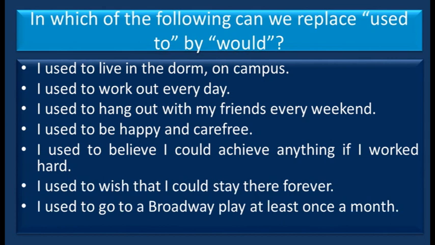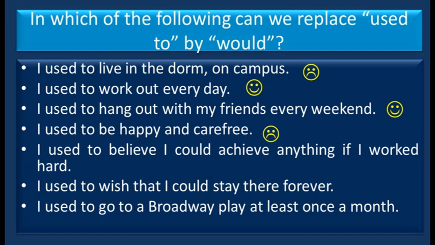So, obviously, in the first one, living is a stative verb, or a verb of state. We cannot use would. In the second one, we can, because working out is a physical activity and we can say "I would work out every day." In the next one, it's the same thing. I can say "I would hang out with my friends every weekend" because it's an action.